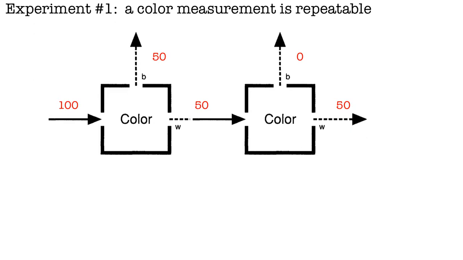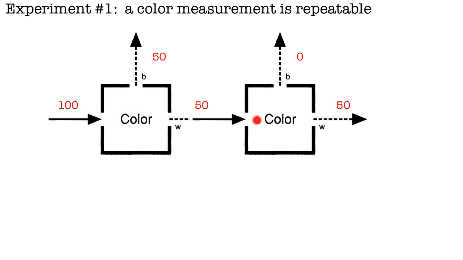So what that means is that after this color box, we have 50 blue electrons and 50 white electrons. And the blue electrons we're just going to ignore. They're going to go up and never to be seen again, but we're going to do something with the 50 white electrons. So these electrons, they came in an unspecified state and they come out white.